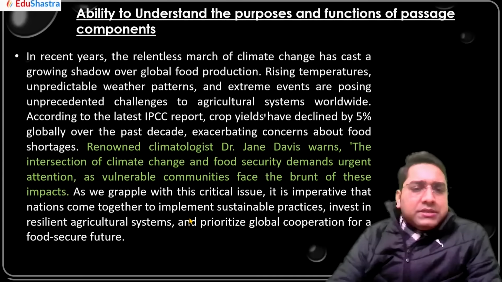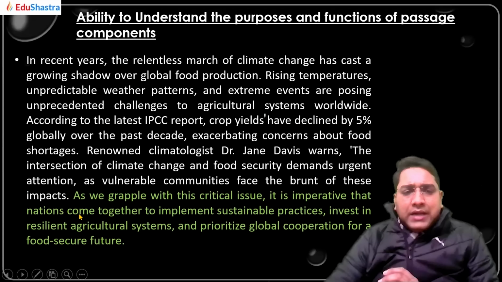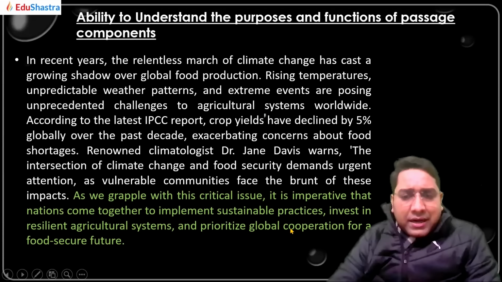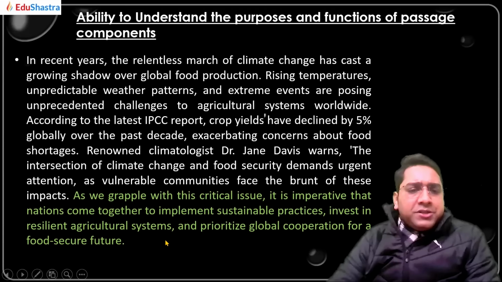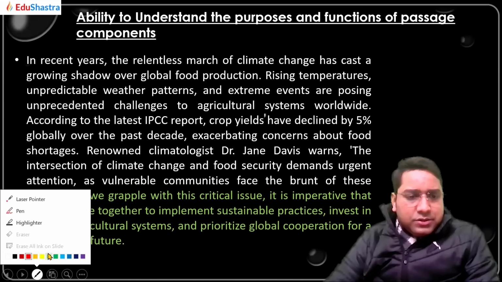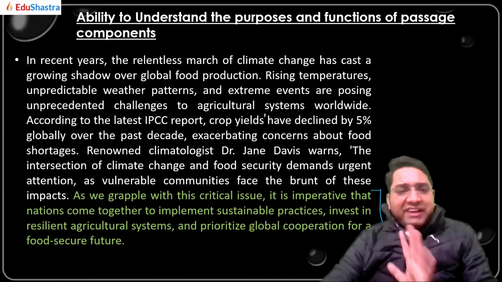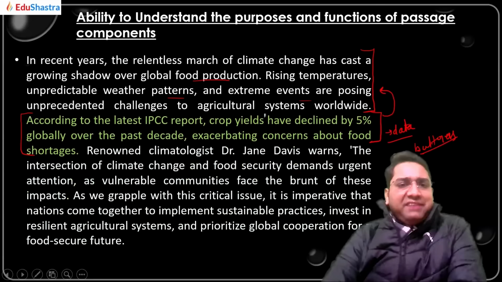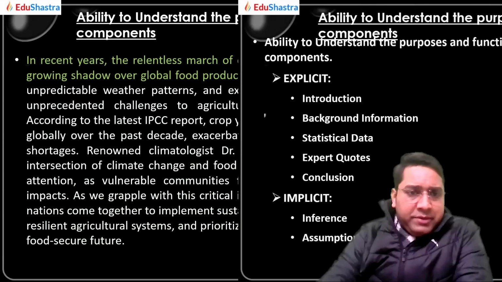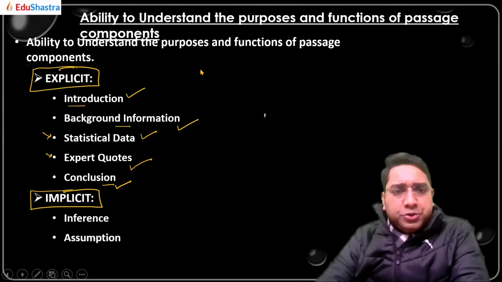And at last, this is the conclusion. As we grapple with the critical situation, it is imperative that nations come together to implement sustainable practices, invest in resilient agricultural systems, and prioritize global cooperation for food security. That's it. So this is the conclusive part. So are you able to understand all the 5 points that I told you right now? If it is explicit, these points can be introduction, background information, statistical data, expert quotes, or conclusion.